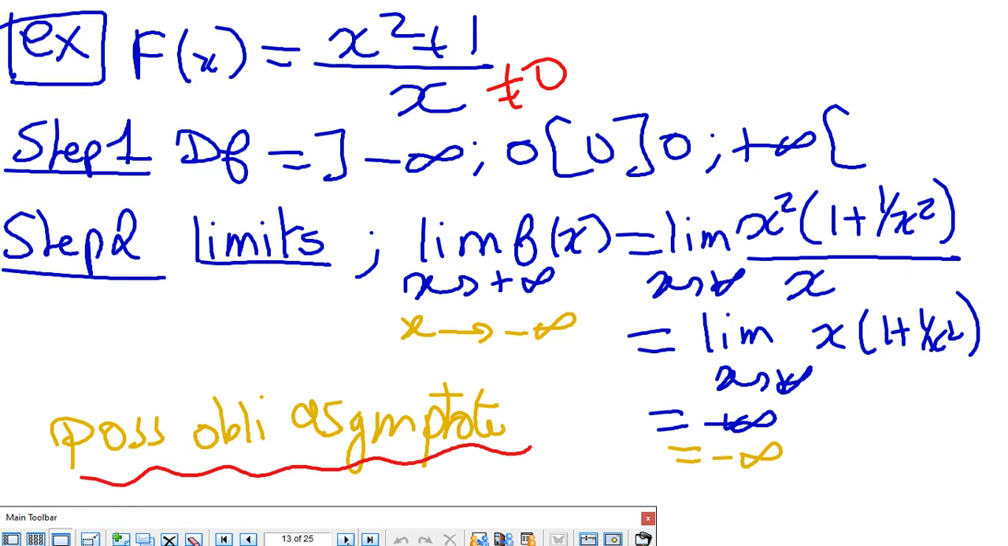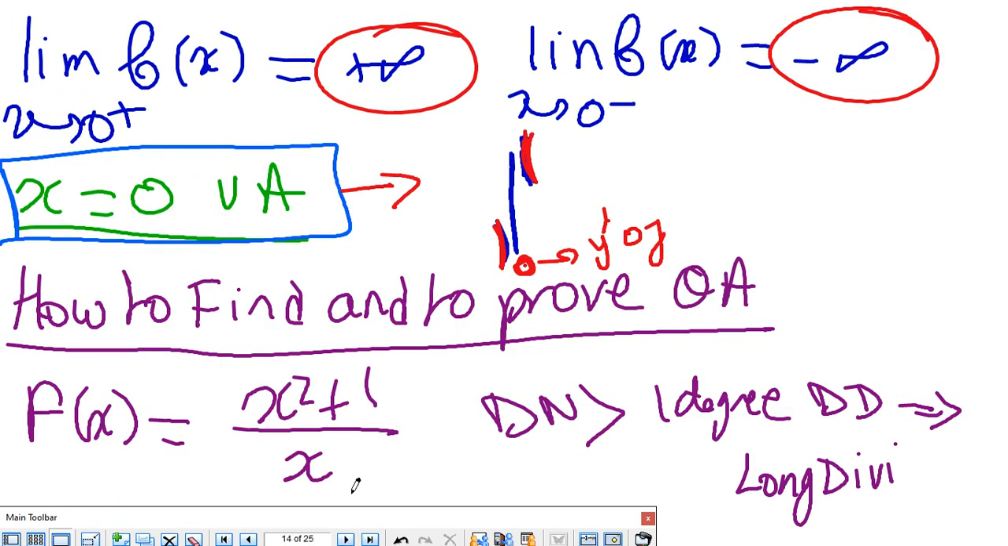Now I will do the limit at 0, and then we will find the oblique asymptote. The limit of the function at 0 plus gives me plus infinity, and at 0 minus, minus infinity. What does it mean?